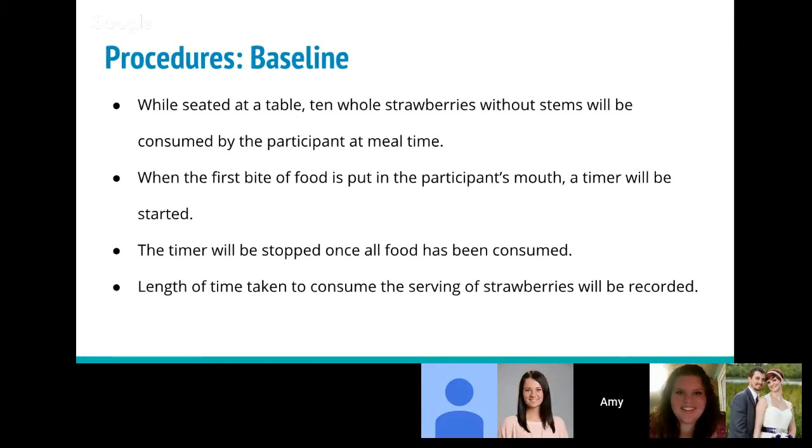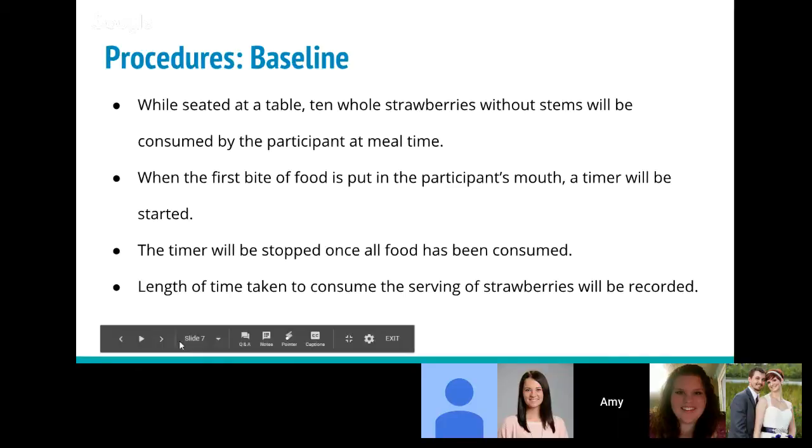For the procedures in our baseline phase, while seated at a table, 10 whole strawberries without stems will be consumed by the participant at mealtime. When the first bite of food is put in the participant's mouth, a timer will be started. The timer will be stopped once all food has been consumed, and the length of time taken to consume the serving of strawberries will be recorded.